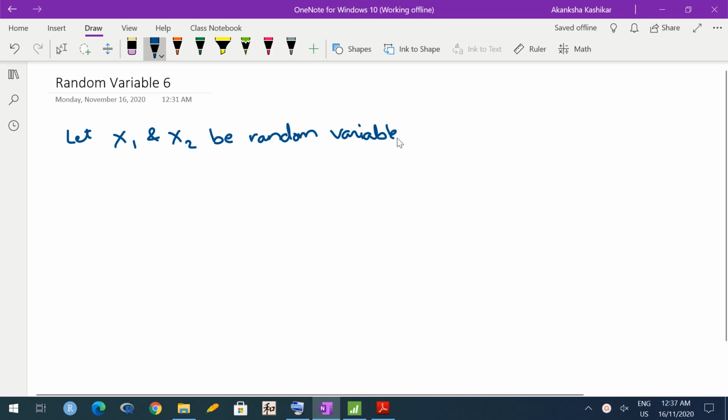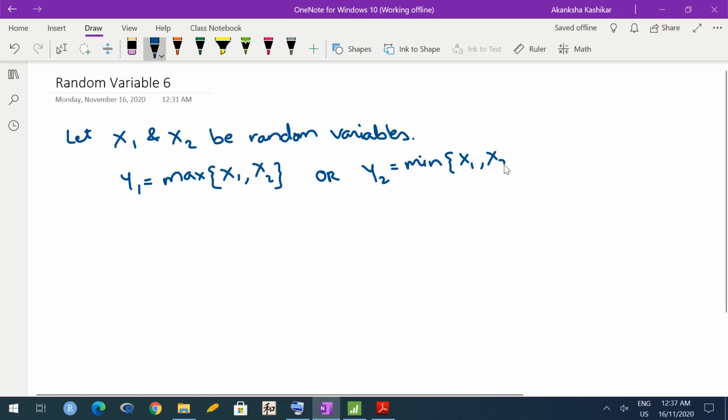Then can we say that if we define y1 as a maximum of x1, x2, or if we define y2 as a minimum of x1, x2, what can we say about y1 or y2? So can we say that y1, y2 are also random variables? Okay, let us try to check.